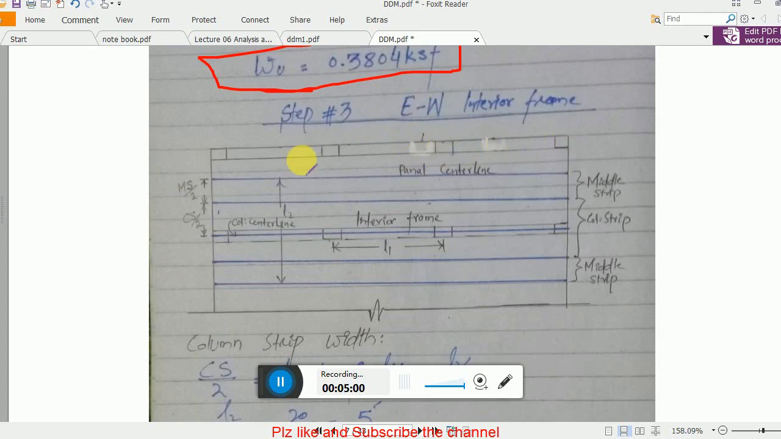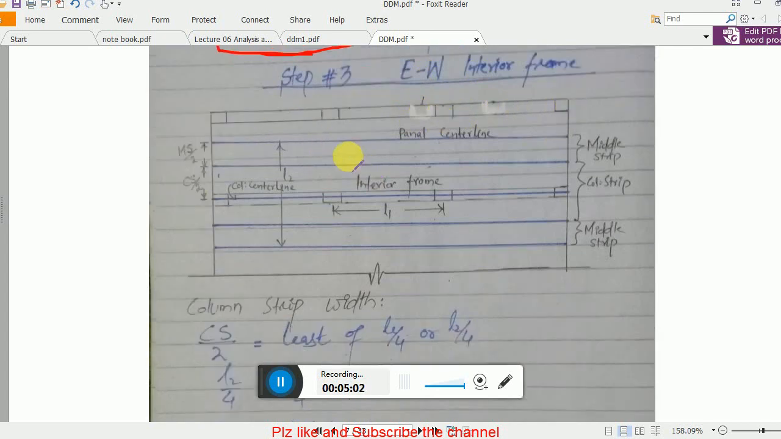You see the columns, okay, and the frame is basically divided into, remember, from this blue line to this line, this is my interior frame, and from this blue line to this line, this is my exterior frame. So here you see, and this is interior frame.